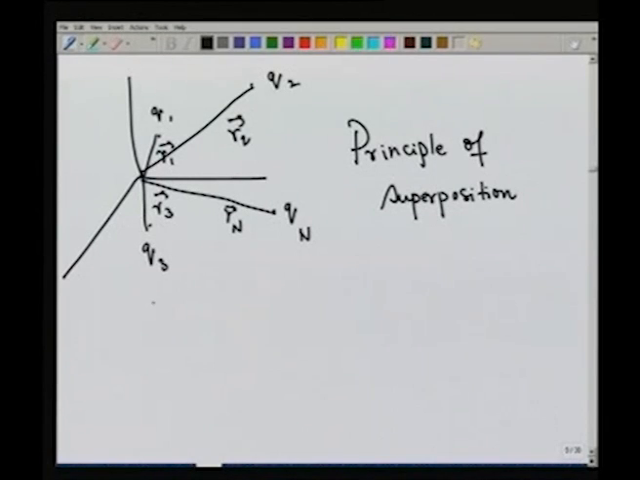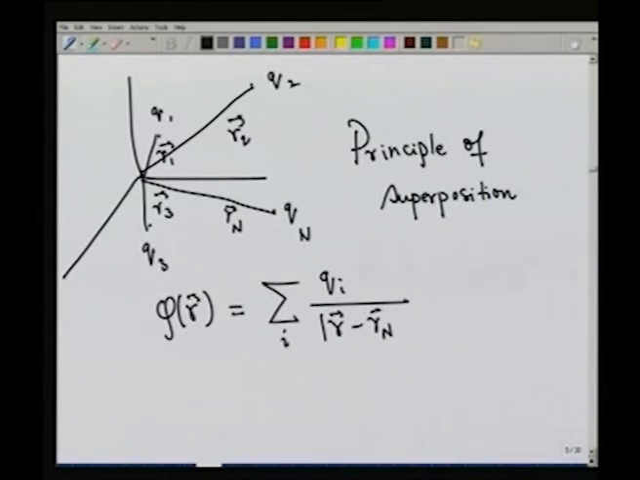If we employ the principle of superposition, my phi of r is simply given by summation over i of qi divided by mod r minus ri. Please remember, ri is a fixed quantity. Each ri is fixed. I am sorry, I should not write rn, I should write ri here. The ri's are fixed and r is my variable function. i goes all the way from 1 up to n. This is my principle of superposition.